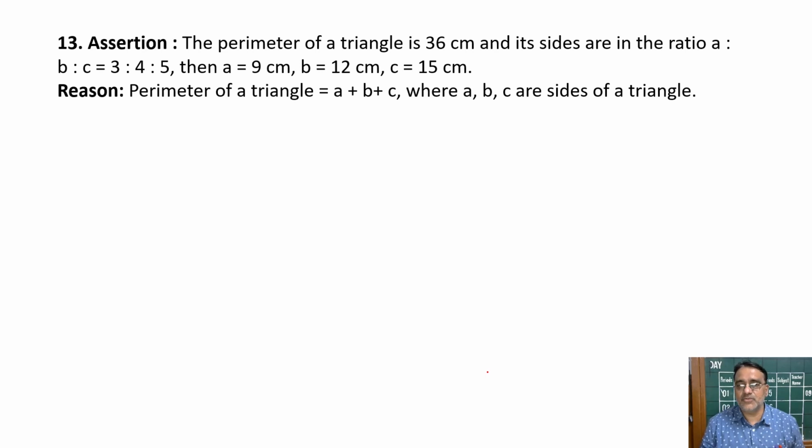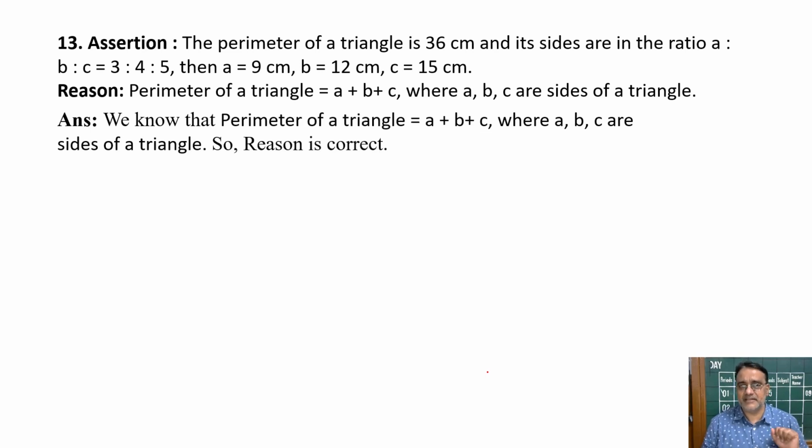Then a is equal to 9 centimeter, b is equal to 12 centimeter, and c is equal to 15 centimeter. And the reason is given: perimeter of a triangle is equal to a plus b plus c, where a, b, c are sides of a triangle. So whether this reason, the statement is correct? Yes, sir. Right, perimeter is the sum of all three sides, right?